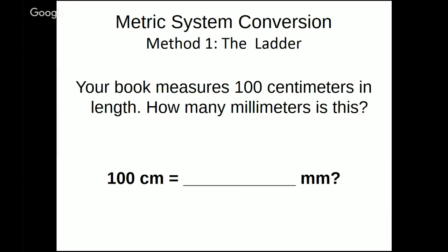All right, so let's start looking at this method using an example. For instance, let's say that your book measures 100 centimeters in length and you want to know how many millimeters that is. So as it says at the bottom of the screen, 100 centimeters equals how many millimeters? Now, if you can do this in your head, that's fine, but I'm going to show you how we would solve this problem using the good old ladder.